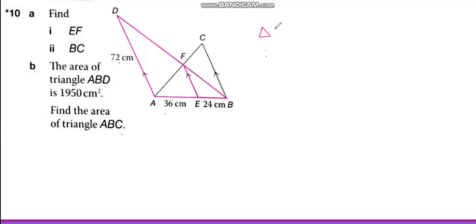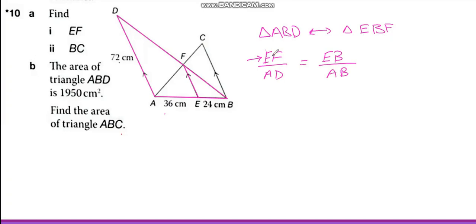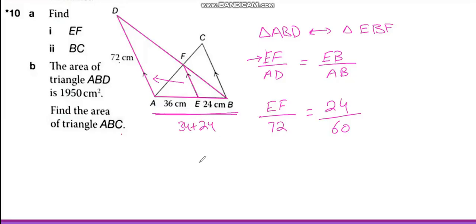We compare triangle ABD and triangle EBF. In these two triangles, the ratios of corresponding sides should be the same. So we can write that the ratio of EF to AD will be equal to the ratio of EB to AB. We'll write EF as it is, and AD is 72 centimeters. I have equated this side ratio with the ratio of two given corresponding sides. EB is 24 and AB is 36 plus 24, the total length, which is 60. So EF will be equal to 72 times 24 over 60, and that will be 28.8 centimeters.